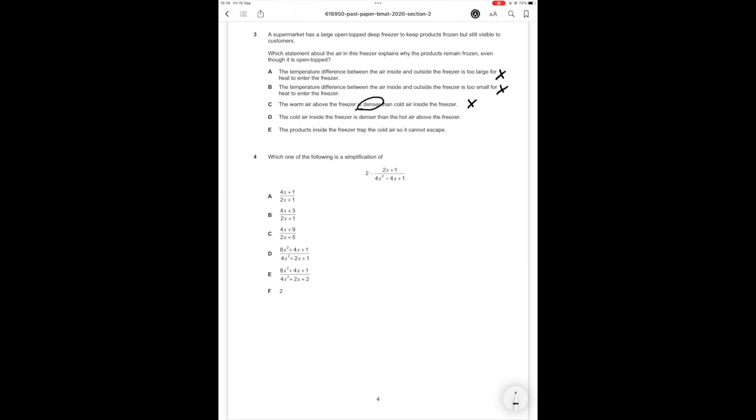C. The warm air above the freezer is denser than the cold air inside the freezer. That's wrong. Warm air is less dense. D. The cold air inside the freezer is denser than the hot air above the freezer. That's correct. So therefore, the correct answer option is D, because basically you have a layer of hot air and a layer of cold air, and this is where the food is. So the food stays cold. Okay, then question number 4.